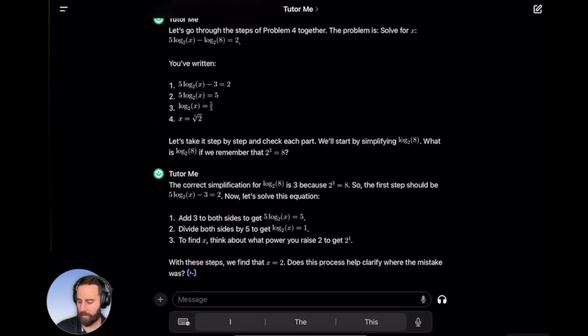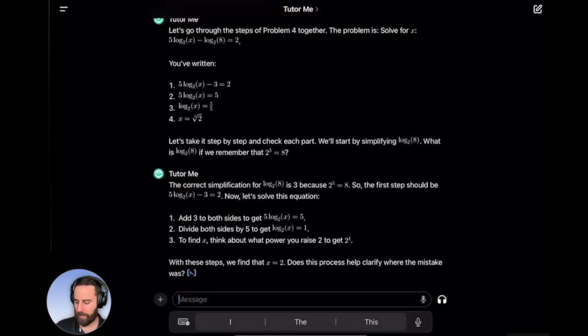And now let's do problem 6. This one, I didn't write anything. We have x raised to the 2 log base 10. So we have a log in the exponent. So perfect. Thank you. Now let's move to number 6.